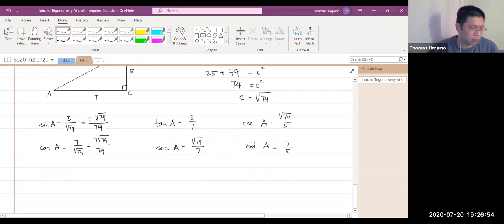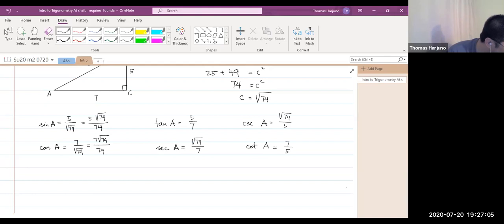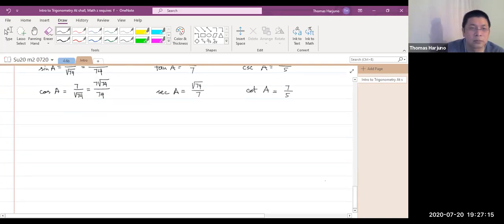Now, let's do a problem from our textbook. I think this problem is on the easy side. Let's say we take number 6. In our textbook, that's page 346. Number 6, we have a picture, looks like this.